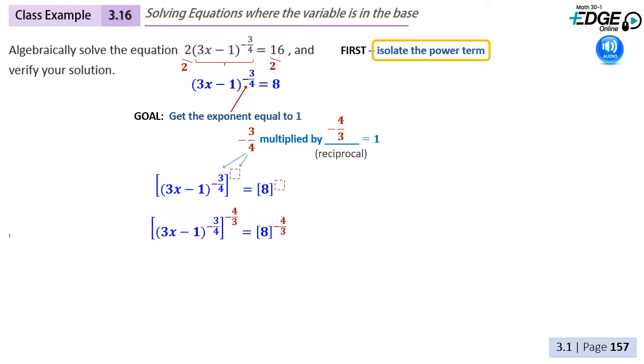So, multiplying the -3/4 by -4/3 actually means that we're raising each side to the power of -4/3. The result will be that on the left side, these two exponents cancel out and generate a 1, and on the right side, we can evaluate 8 to the power of -4/3.